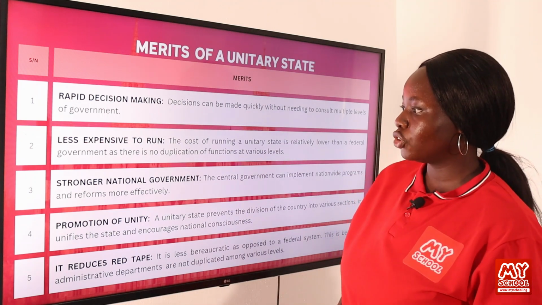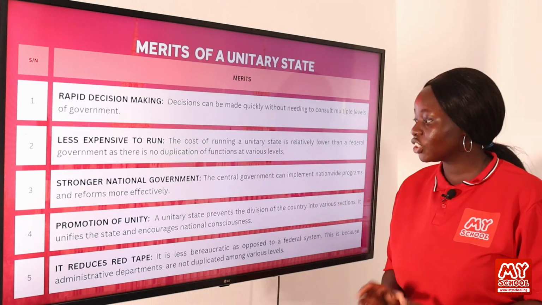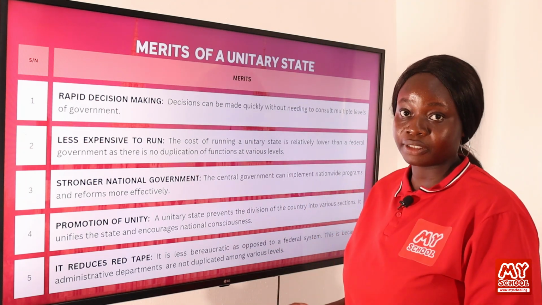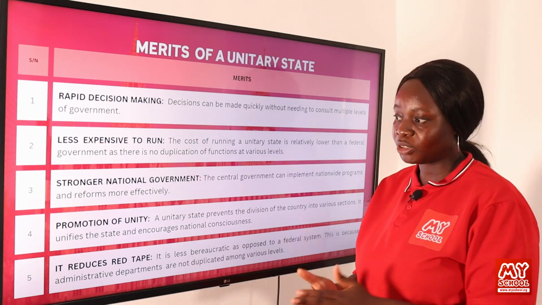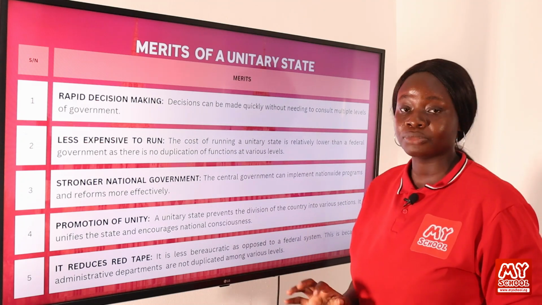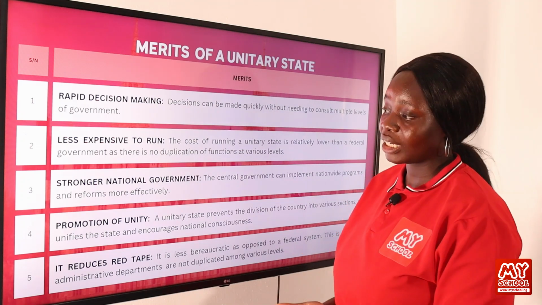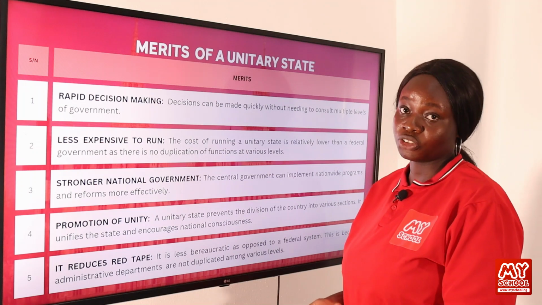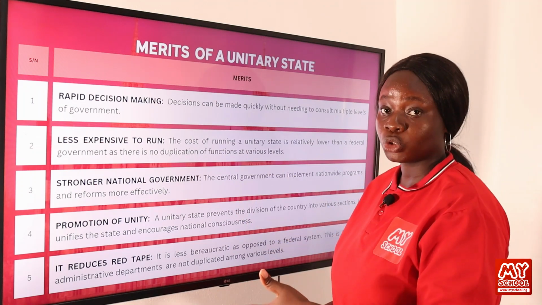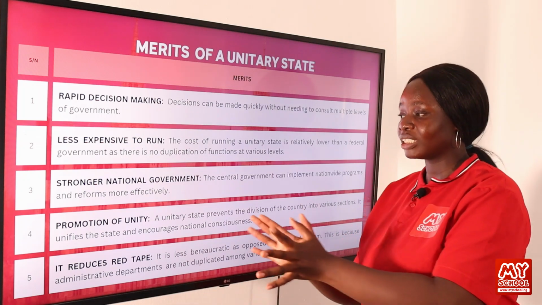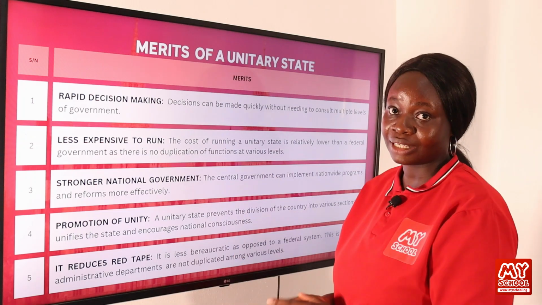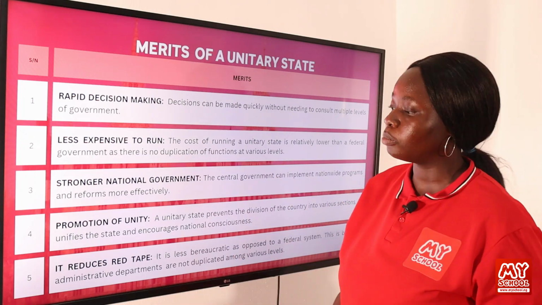Another merit is a stronger national government. The central government can implement nationwide programs and reforms more effectively. So the central government has a set of objectives, and based on that, it can implement nationwide programs in order to reform the society. But this is not the case for a federal system, because each region has autonomy, and they have their own set of objectives, their own programs that they need to implement within their states. And so, again, there is no uniformity.